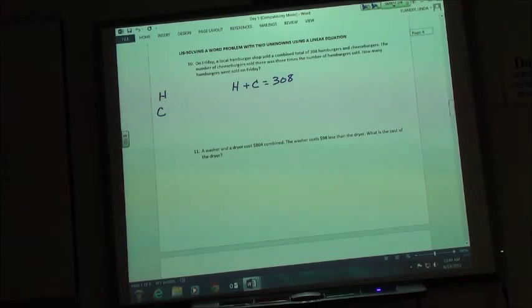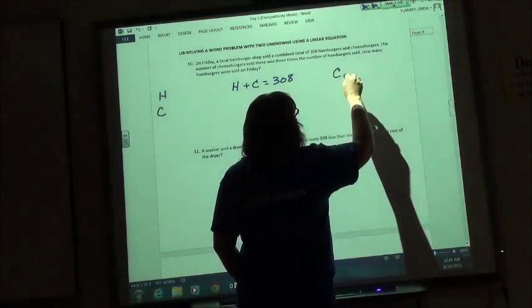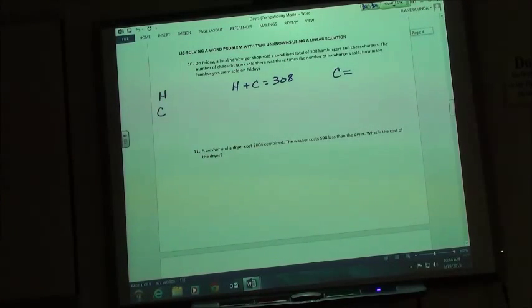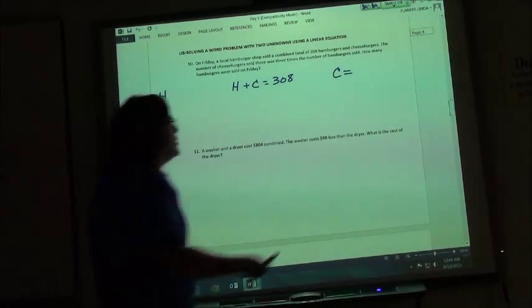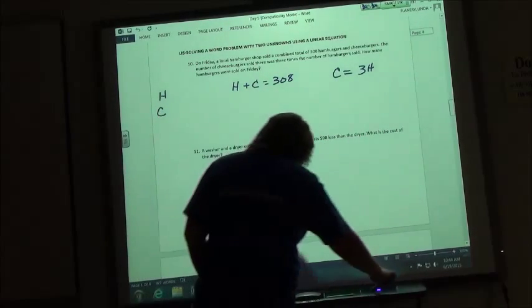The second sentence says the number of cheeseburgers sold there was 3 times the number of hamburgers sold. So when I read that, I want to look for the one that's mentioned first in my equation. The number of cheeseburgers sold. So the cheeseburgers is going to be set equal to something in terms of the hamburgers. The number of cheeseburgers sold there was 3 times the number of hamburgers. 3 times the hamburgers, 3 H's.